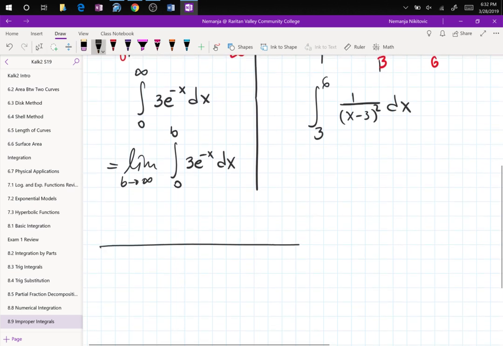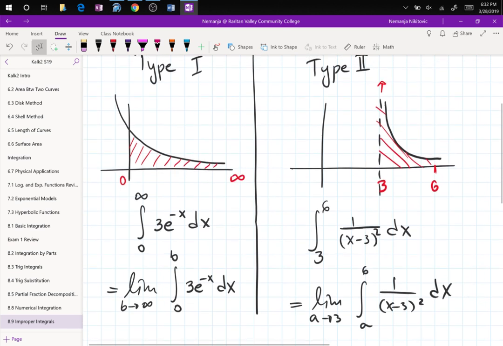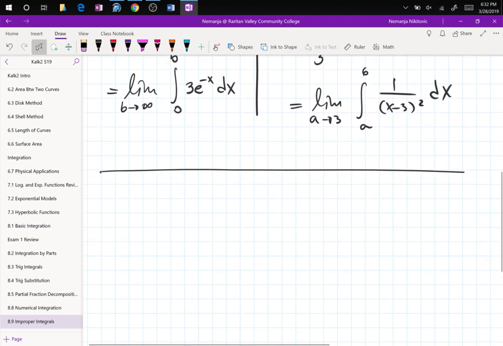So let's go. Oh, I should write limit a goes to 3, integral a to 6 of 1 over x minus 3 squared dx, and then use u sub, right? So these are the two introductory examples which specify the two different types.